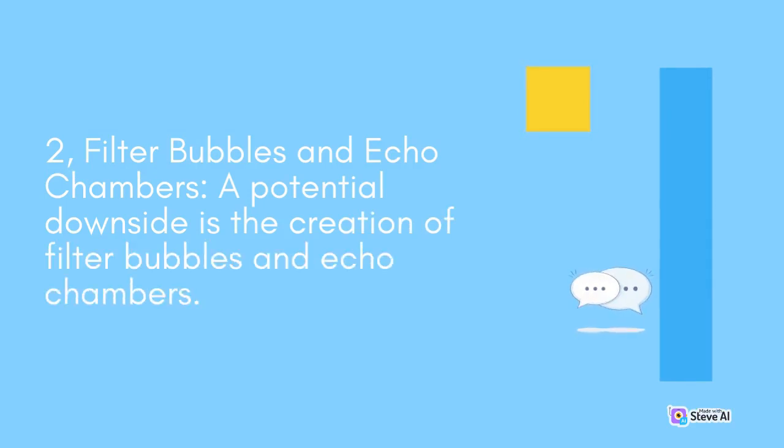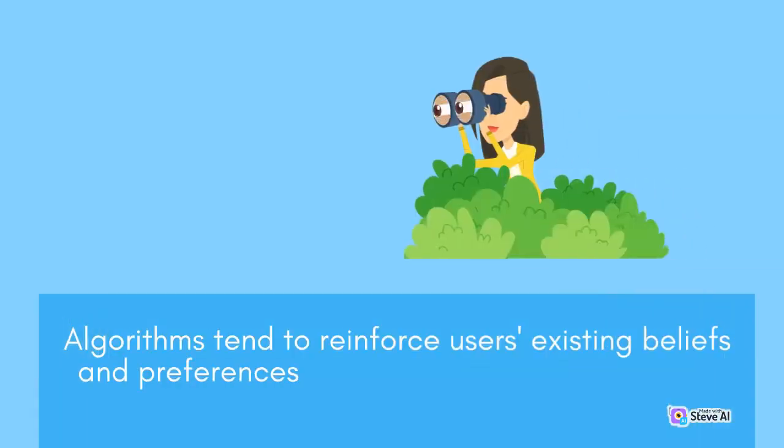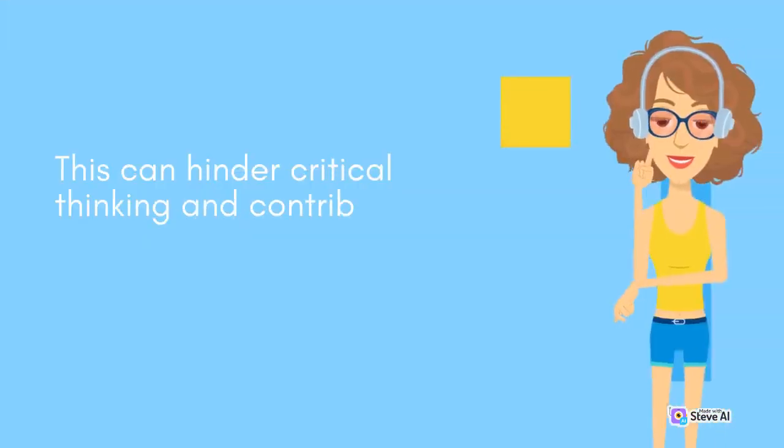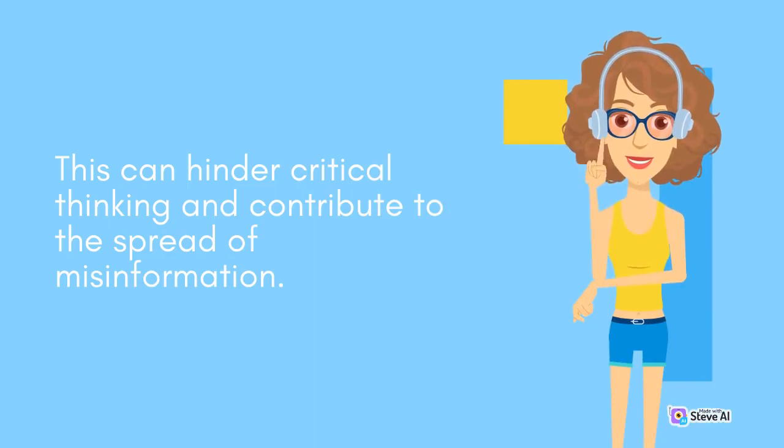2. Filter bubbles and echo chambers. A potential downside is the creation of filter bubbles and echo chambers. Algorithms tend to reinforce users' existing beliefs and preferences, leading to limited exposure to differing opinions and diversity of thought. This can hinder critical thinking and contribute to the spread of misinformation.